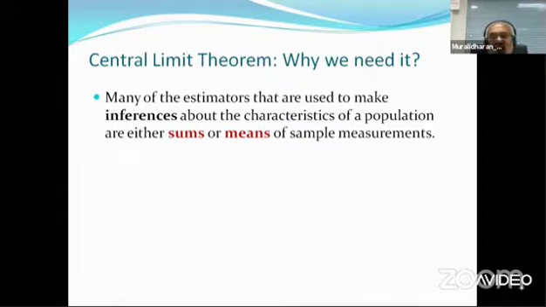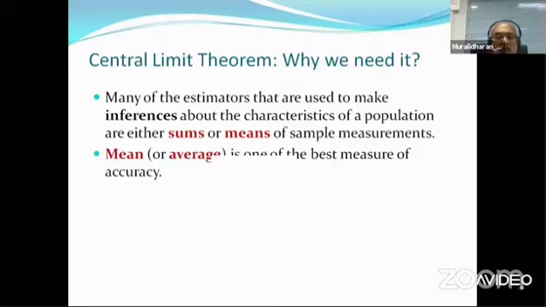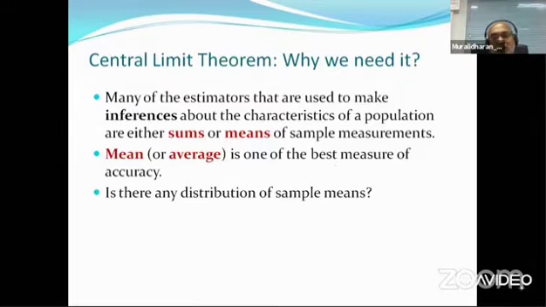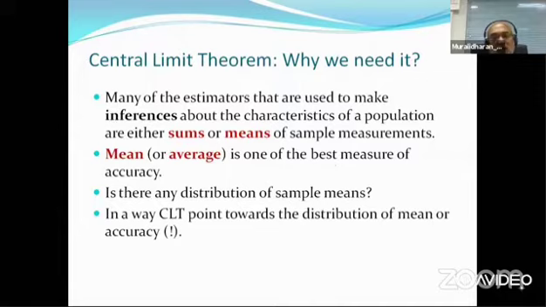So we are now through with one characteristic. Now the question is, how do we get the distribution of that? The mean, another name for which is the average, is considered one of the best measures of accuracy. Now the question is, is there any distribution of sample means? That is what we are going to answer. In a way, the central limit theorem points towards the distribution of accuracy. So it's a perfect balance now. All central tendency related measures are called accuracy measures, and all dispersion measures are called precision measures. So we have mu as one representative of the accuracy measures and sigma of the precision measures. These two will connect to the central limit theorem. That is how we are going to take it up further now.